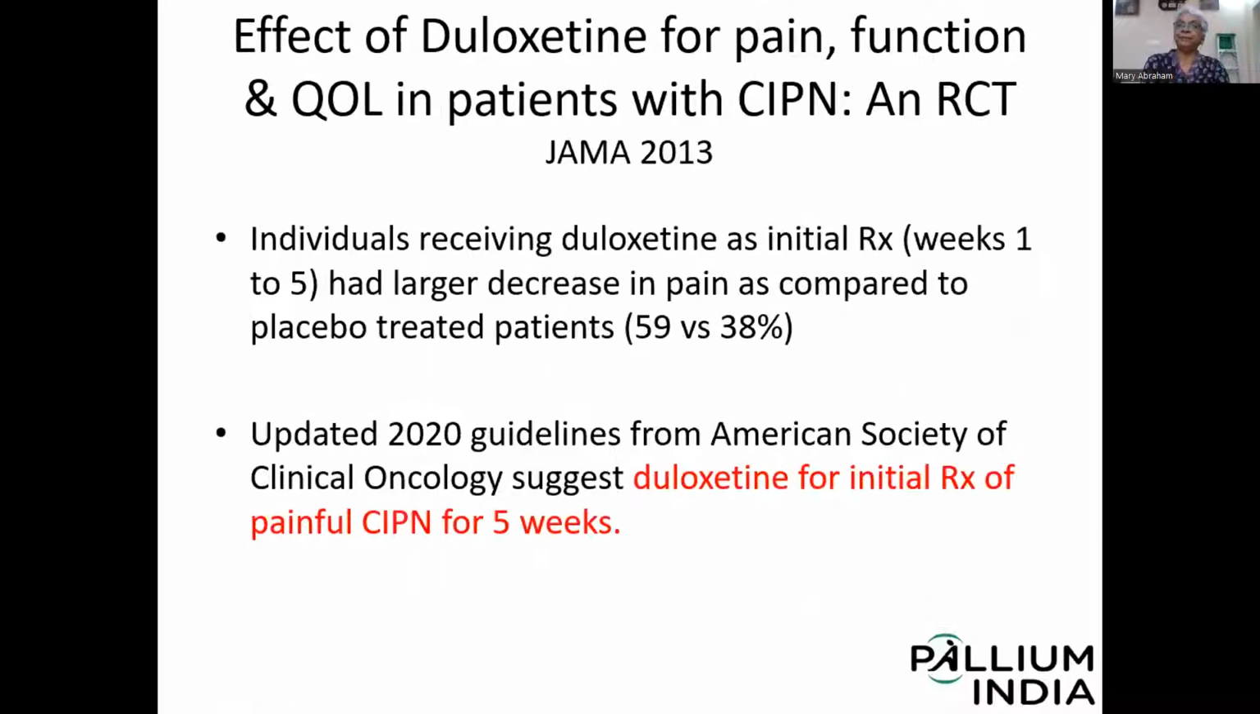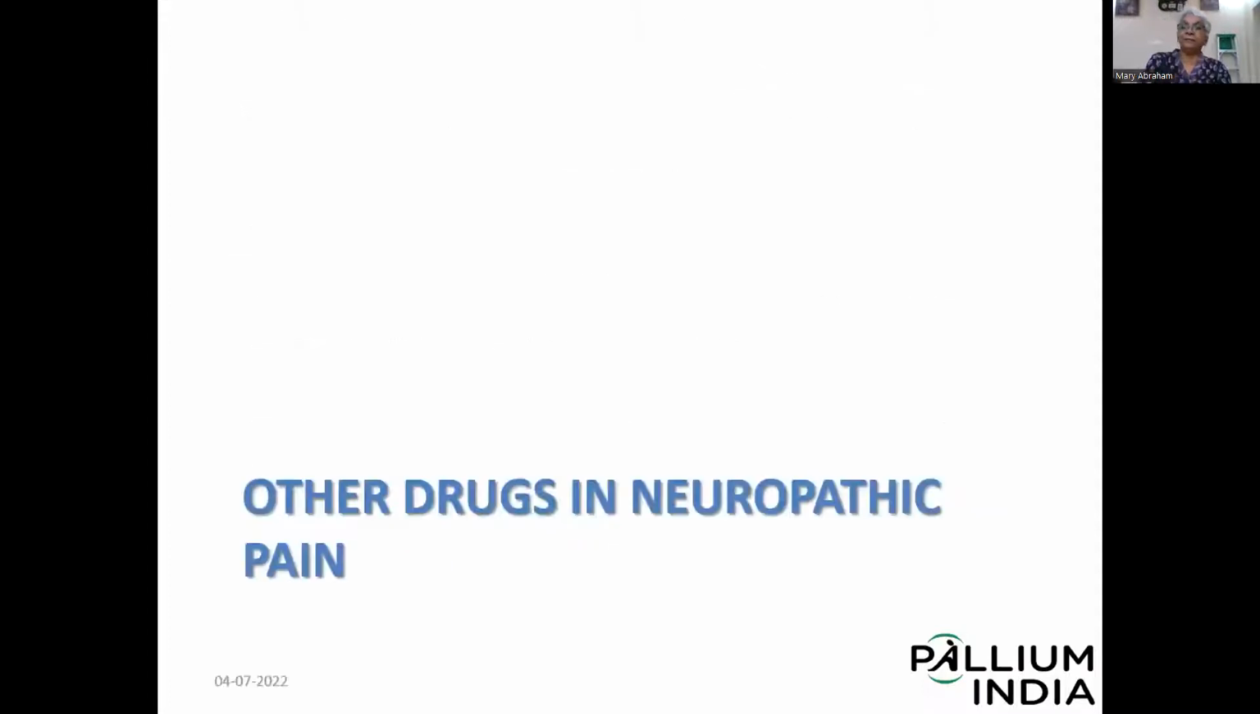Now, this was a study on the role of duloxetine in patients with chemotherapy-induced peripheral neuropathy, published in 2013, in which these patients received duloxetine as initial treatment from weeks 1 to 5. They had a larger decrease in pain as compared to placebo-treated patients. So the latest guidelines, the 2020 guidelines, do suggest duloxetine for the initial treatment of painful CIPN for 5 weeks.